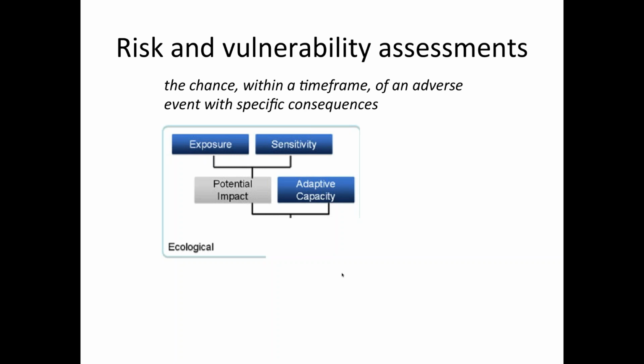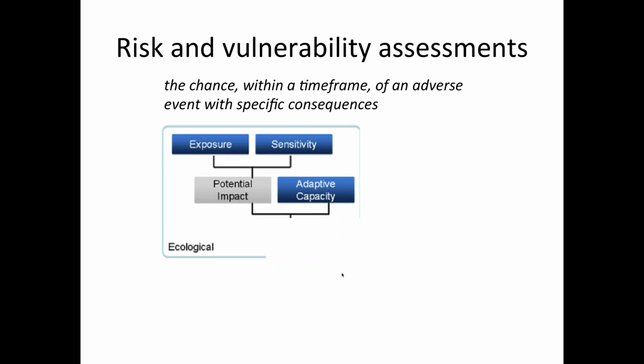And one way to frame thinking about that is to consider the different components. So the chance within a time frame. So we're talking about something that's probabilistic. Depending on the nature of the analysis, whether it's qualitative, semi-quantitative, or quantitative, you may or may not be able to get to an actual probability. So as shown in this diagram, sometimes people use exposure as a proxy for the chance within a time frame of something happening. So the increasing exposure increases the chances.